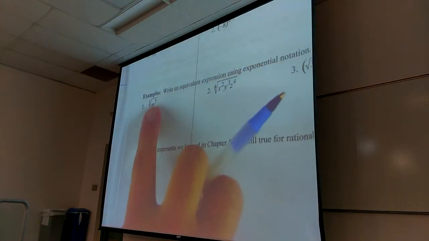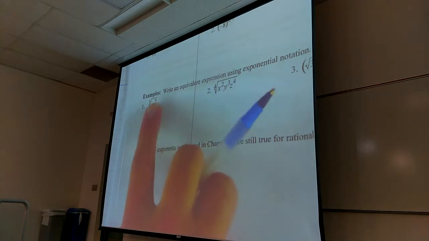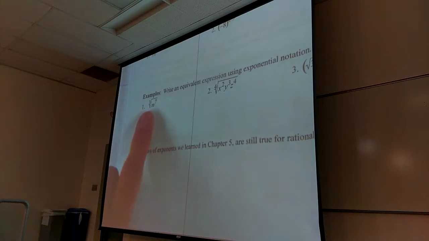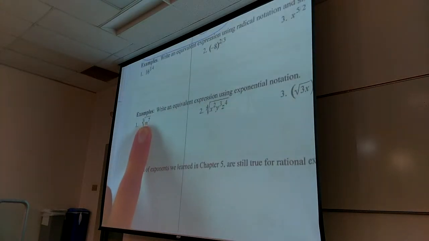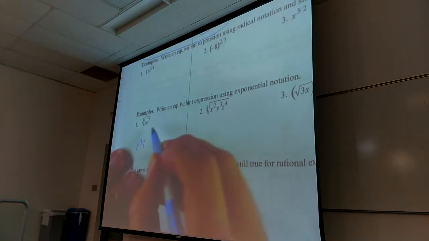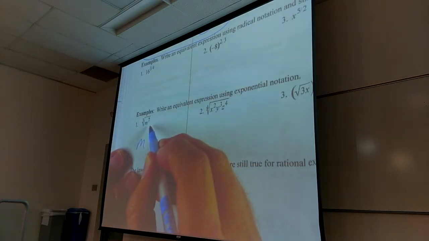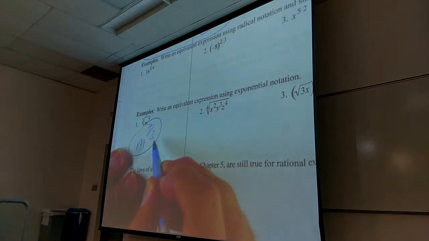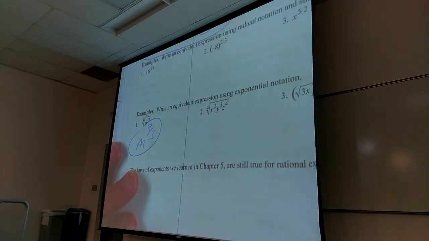Can you take a minute and rewrite that with a fractional power? Don't say anything out loud. This one here. All right, what did you get? Why is it 7 over 3? Because roots go on the bottom. I love it.